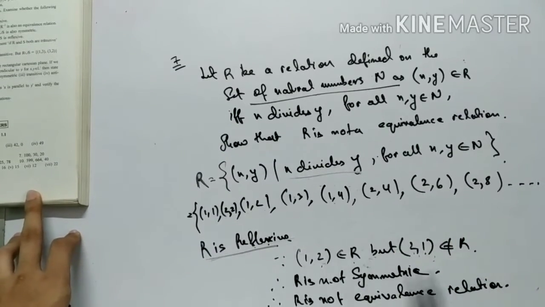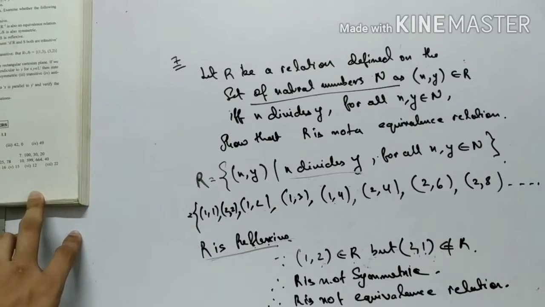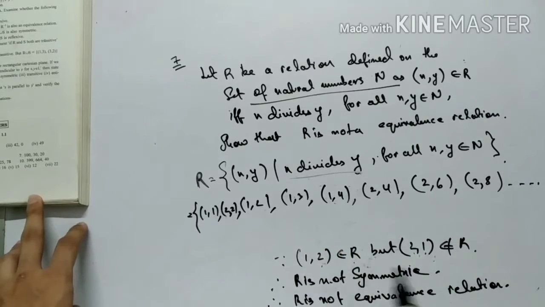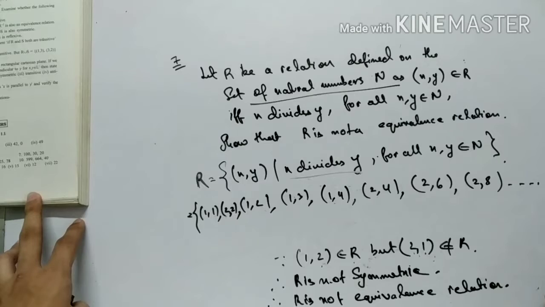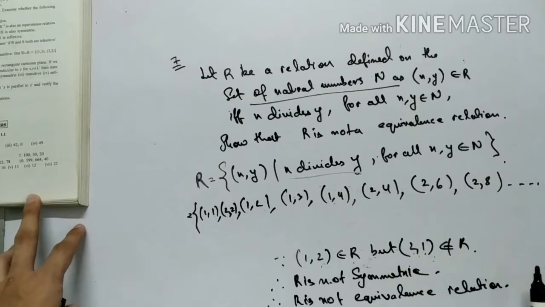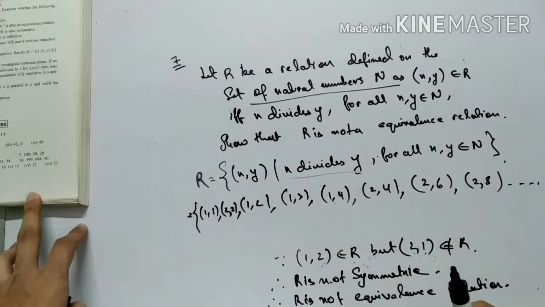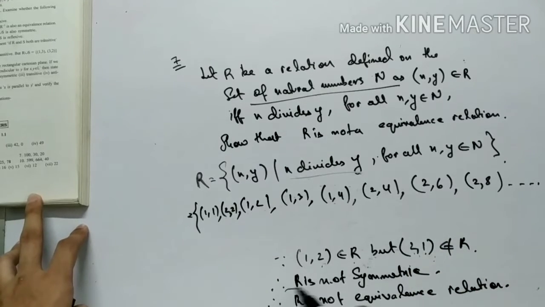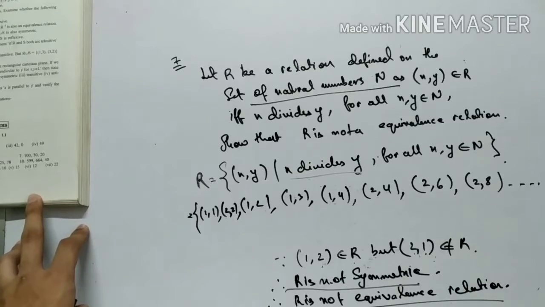Since R is not symmetric, you can say that R is not an equivalence relation. Or, you need not write that R is reflexive; you can just write down the set, and then since (1, 2) belongs to R but (2, 1) does not belong to R, R is not symmetric. Therefore R is not an equivalence relation. We already know that for a relation to be an equivalence relation, it should be reflexive, symmetric, and transitive. Since R is not symmetric, R is not an equivalence relation.